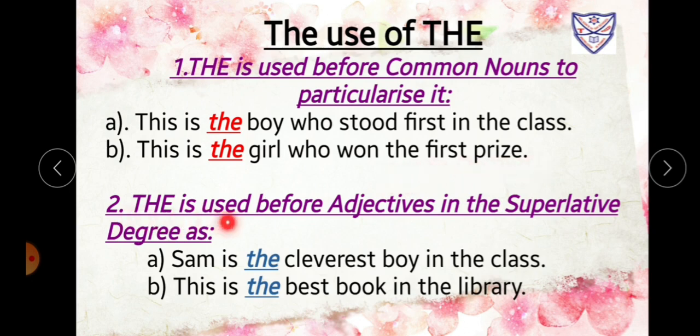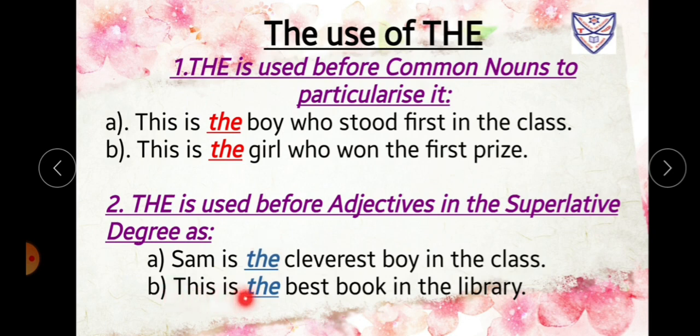Number 2, the is used before adjectives in the superlative degree. For example, first one, Sam is the cleverest boy in the class. So for this rule, we are going to use the before adjectives in the superlative degree. For example, over here, cleverest. It is an adjective and it is also in the superlative degree, that is clever, cleverer and cleverest. So before this cleverest, which is an adjective in the form of superlative degree, we will use an article, and that article is the.